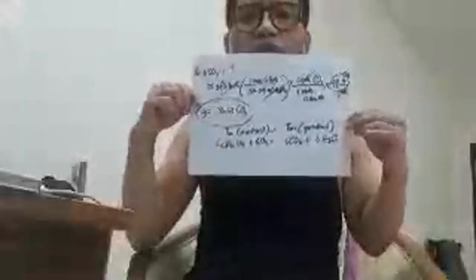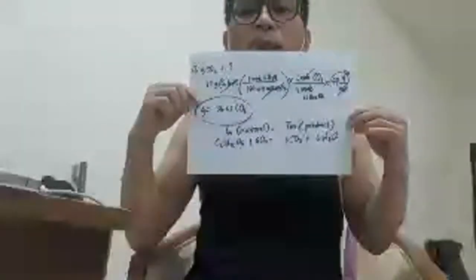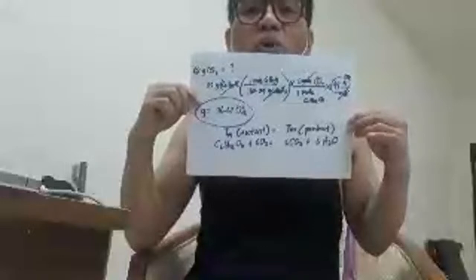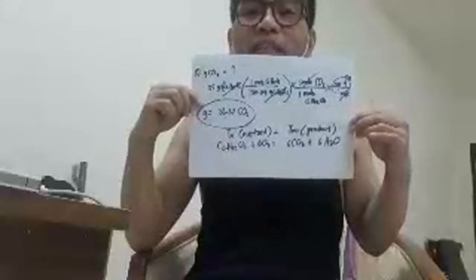Okay, so let's put the equation back. C6H12O6 plus 6 oxygen gas is equal to 6 CO2 plus 6 H2O. The total mass of the reactant is equal to the total mass of the product. The total mass of the reactant comprises the glucose plus the oxygen gas, and the mass of the product comprises carbon dioxide and the water molecule. Then add them individually.